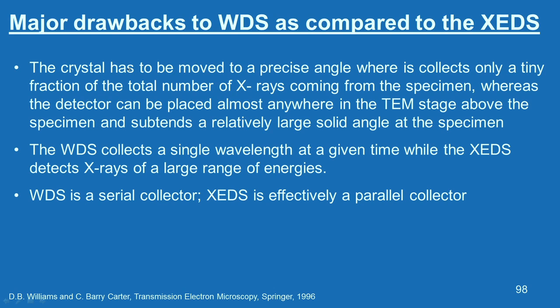And we look at the major drawbacks of WDS as compared to EDS. The crystal has to be moved to a precise angle where it collects only a tiny fraction of the total number of X-rays coming from the specimen, whereas the EDS detector can be placed almost anywhere in the TEM stage or any electron microscope stage above the specimen and subtends a relatively large solid angle at the specimen. The WDS collects a single wavelength at a given time, while the EDS detects X-rays of a large range of energies. WDS is a serial collector, EDS is effectively a parallel collector.